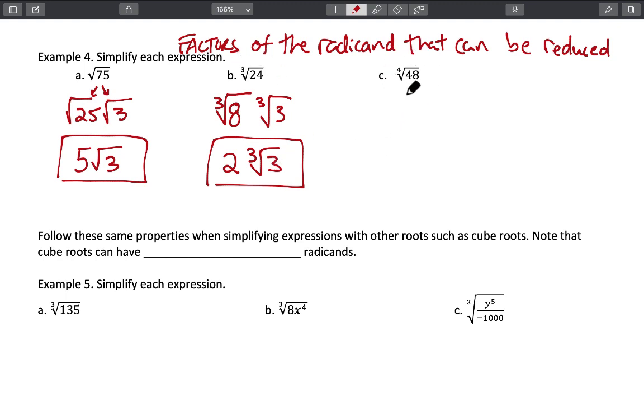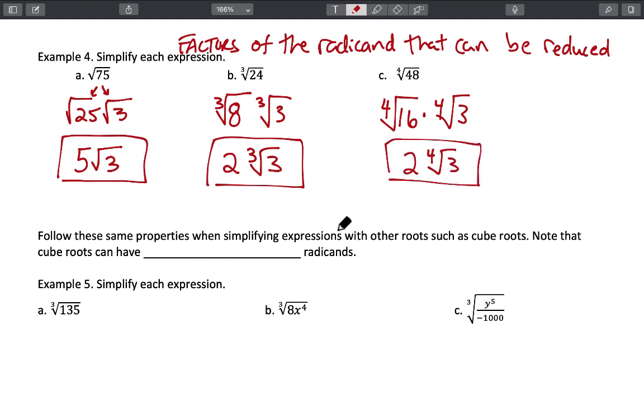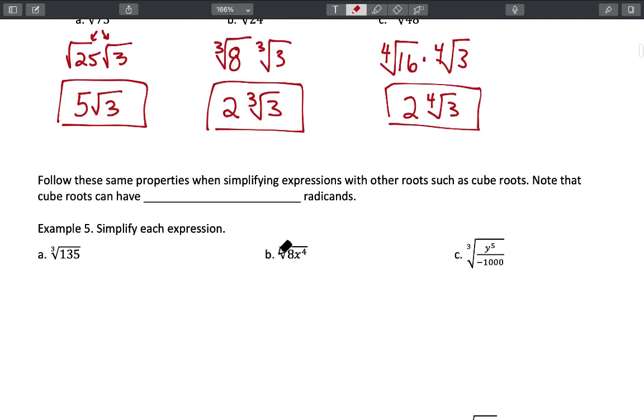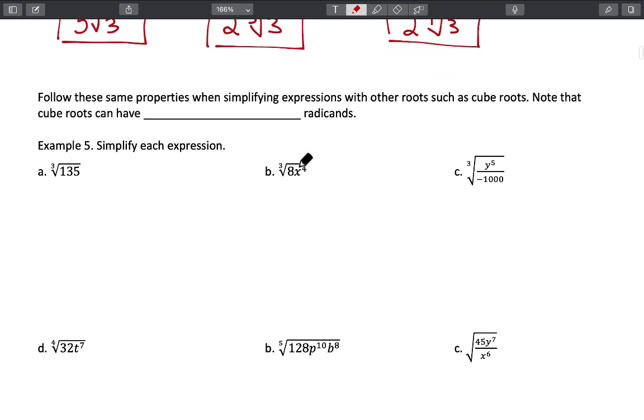All right, next up we've got the fourth root of 48, which I can break down to the fourth root of 16 times the fourth root of 3. The fourth root of 16 is 2, so that's 2 times the fourth root of 3 as its final simplified version. So we can follow these same properties when simplifying expressions with other roots, such as cube roots, fourth roots, etc. Note that cube roots, remember, can have a negative radicand. That number underneath that radical symbol can be negative.